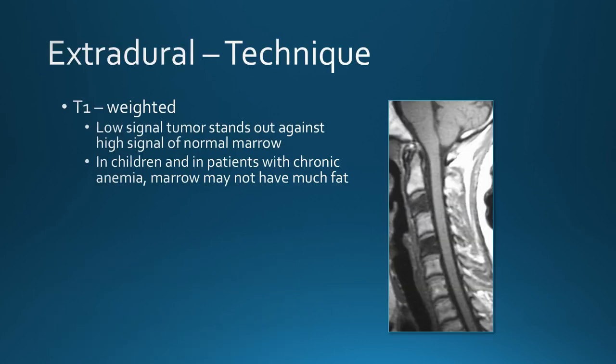Okay, so first let's talk about extradural lesions. First, in terms of technique, T1 weighted images. The low signal tumor is going to stand out against the high signal of the normal marrow fat. The problem is in children and patients with chronic anemia, the normal marrow may not have much fat. So in those patients, you may not see very much contrast between the tumor and the normal marrow.